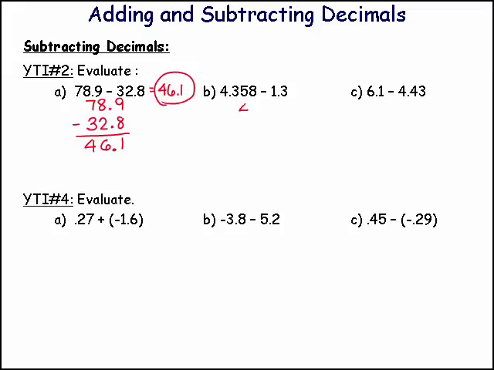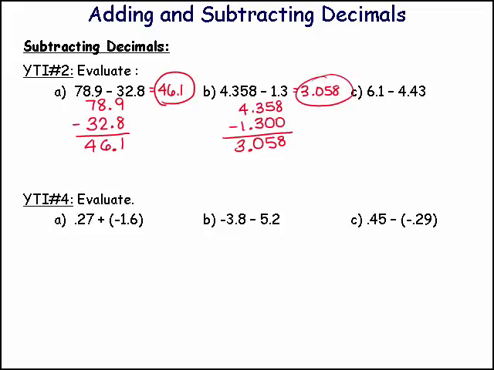Okay, how about this one? 4.358, and you're going to subtract off 1.3. Put zeros in for the placeholders, and then what you'll see is that 8 take away 0 is just 8. And then you have the 5 there, 0 there, and write your decimal down, and then 3. So this is equal to 3.058.